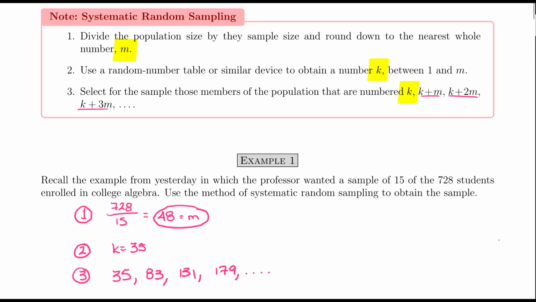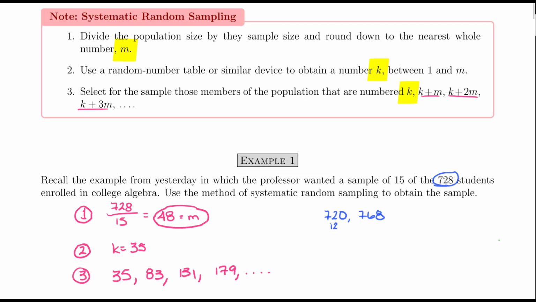Let's say that our 12th person happened to be numbered 720. So there's our 12th person. We still need numbers 13, 14, and 15. But when I add 48 to 720, I get 768. And 768 exceeds our upper bound on the population, which happens to be 728.